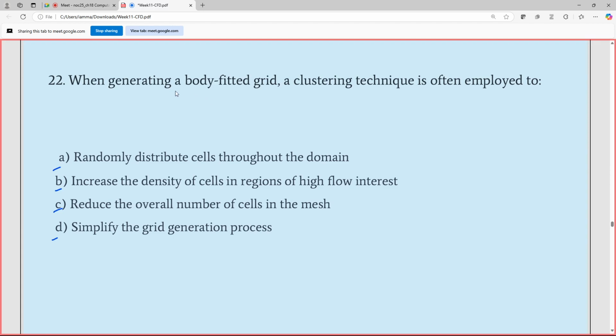So the question is asking, what is the purpose of clustering technique used in body fitted grid? Options are randomly distribute cell throughout the domain. Option B, increase the density of cells in region of high flow interest. Option C, reduce the overall number of cells in a mesh. Option D, simplify the grid generation process. You can inbox your answers.